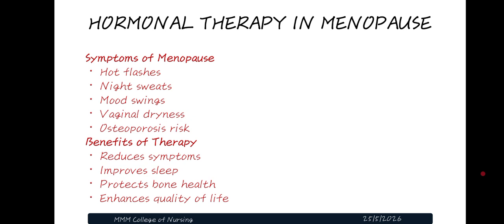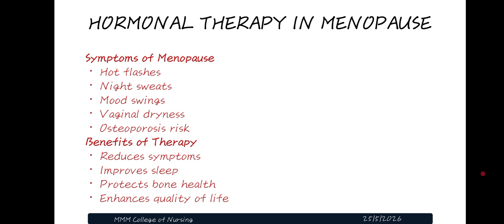Coming to hormonal therapy in menopause. The symptoms of menopause are hot flushes, night sweats, mood swings, vaginal dryness, and osteoporosis risk. The benefits of therapy: reduce symptoms, improve sleep, protect bone health, and enhance quality of life.